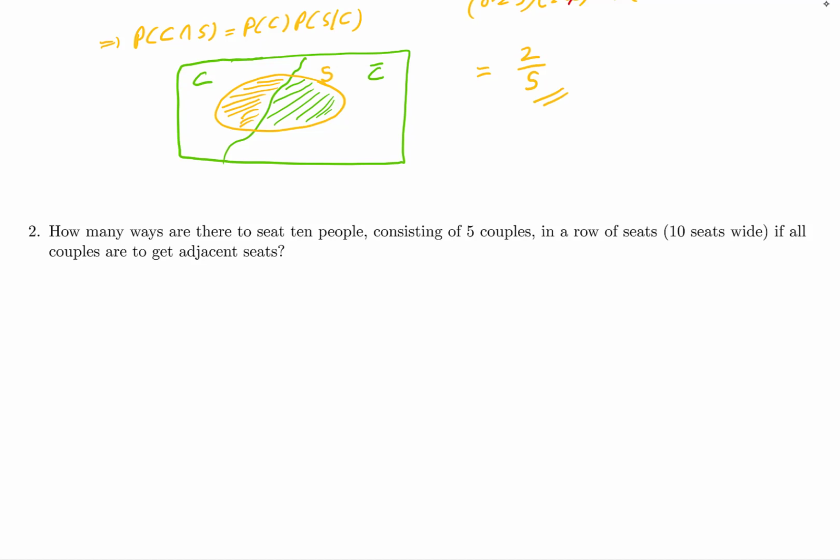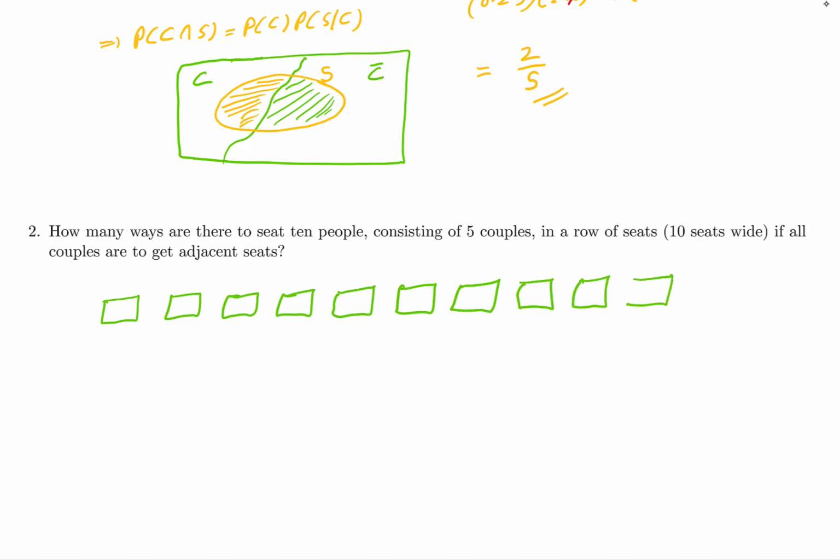Suppose there are 10 seats, right? 1, 2, 3, 4, 5, 6, 7, 8, 9, 10. Now think about this way. There are 5 couples, right? So I write this way: A B is a couple, C D a couple, E F, G H, I J. These are the couples, right?